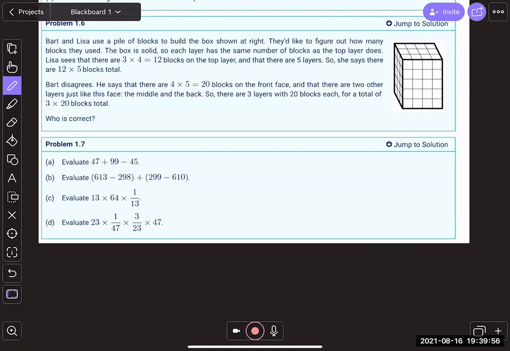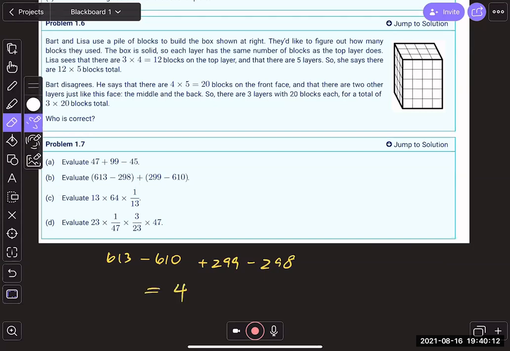You can switch up the order for, right, properly. And so you would do 613 minus 610 plus 299 minus 298. Yep. So you would be left with 3 plus 1, which equals 4. That's exactly it.